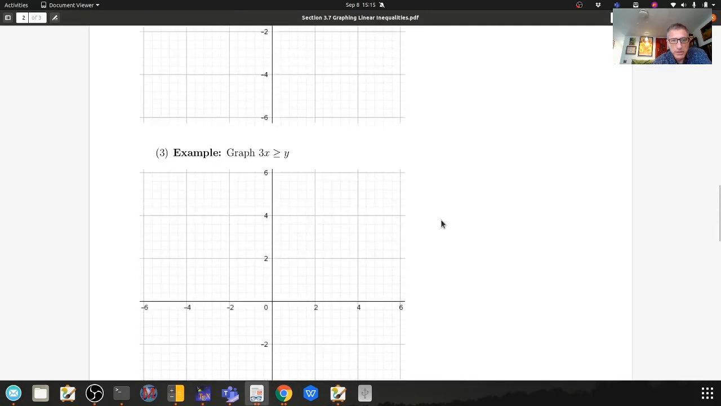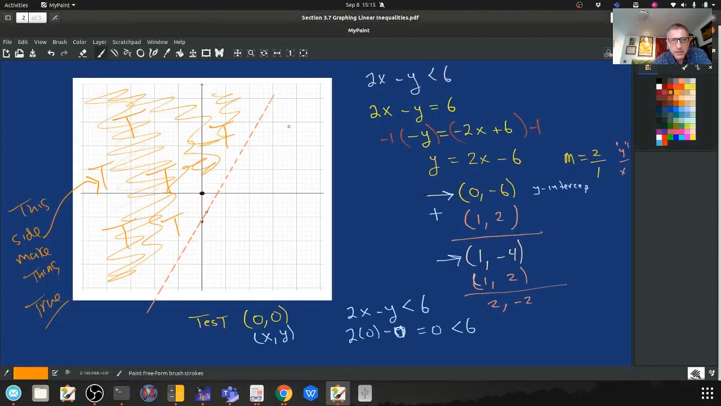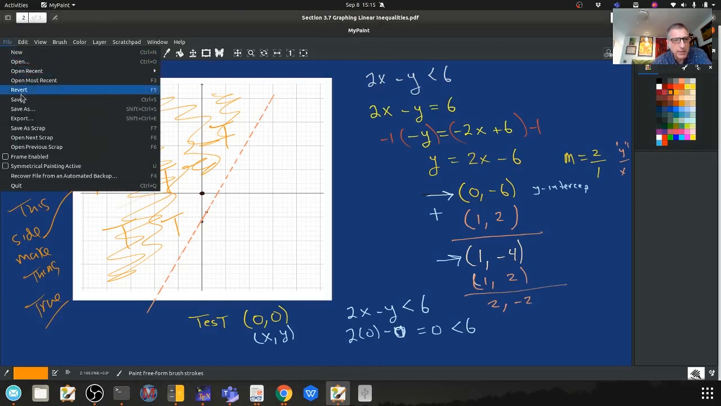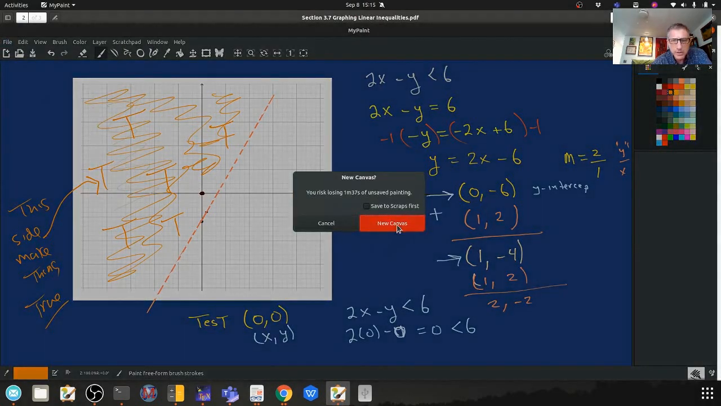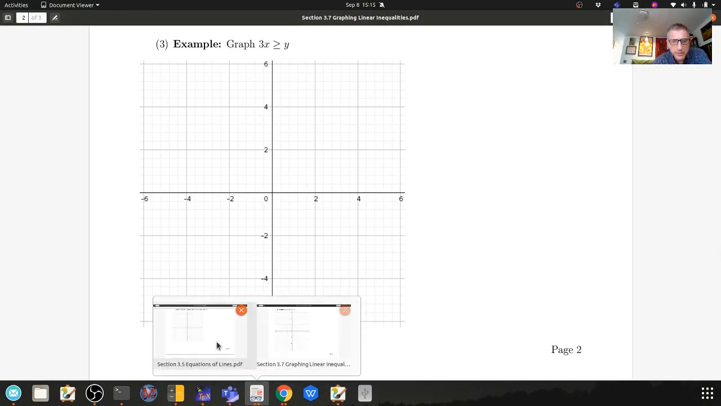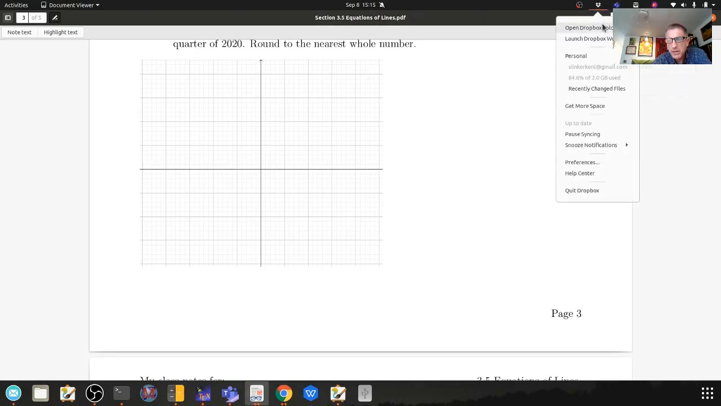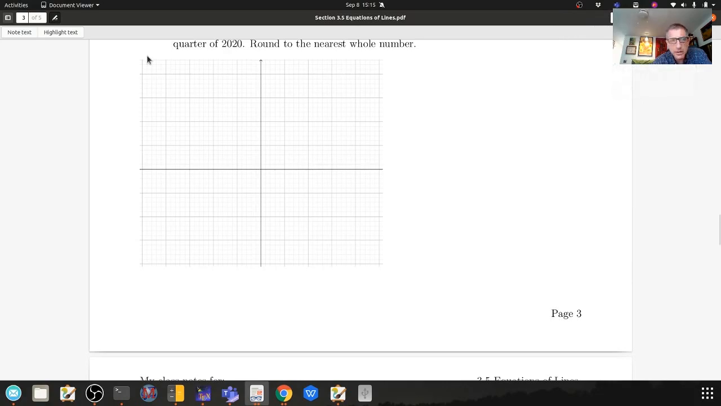Well, let's do another one. 3x is, so this one's going to go through the origin. So let me go over here and get a new canvas. I like this graph paper a little bit better, so let me grab that screenshot.